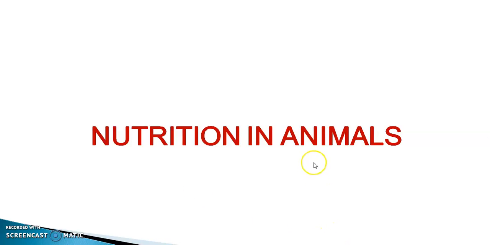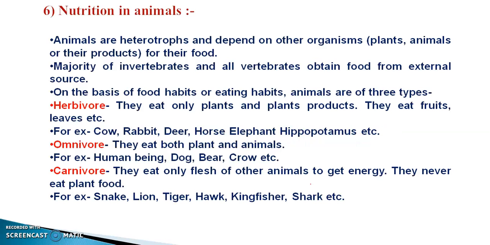In the previous lecture, I had explained to you the nutrition in plants, meaning how plants get their nutrition. In that lecture, I explained that plants get their nutrition by the process of photosynthesis. But nutrition in animals is quite different, because animals are heterotrophic organisms, and heterotrophic organisms are those that totally depend on other organisms to obtain their food, to get energy. So animals obtain their food from plants, other animals and their products, right?